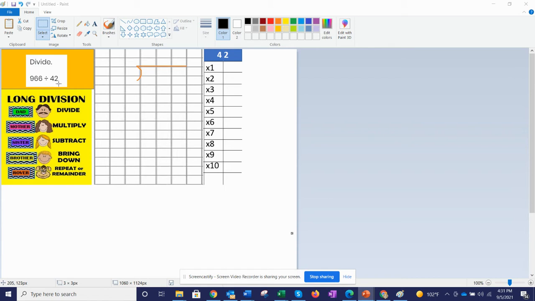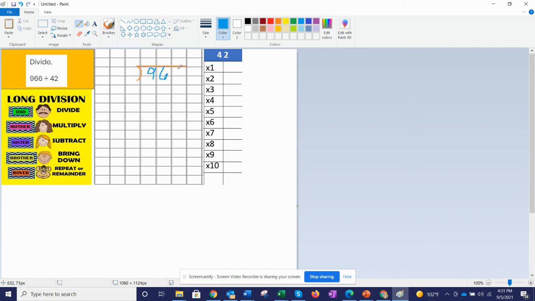Which one is the number that goes inside your long division box here? The bigger number, right? You're going to be dividing 966 by 42. The bigger number goes inside. The one you're dividing by goes over here on the side. So let's go ahead and set the pen up here so I can draw, right? All right, so we're going to put 966.